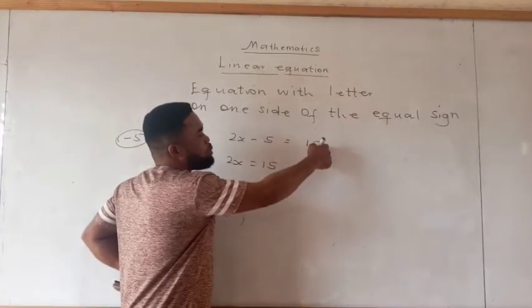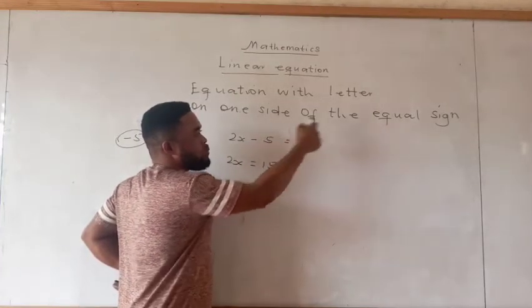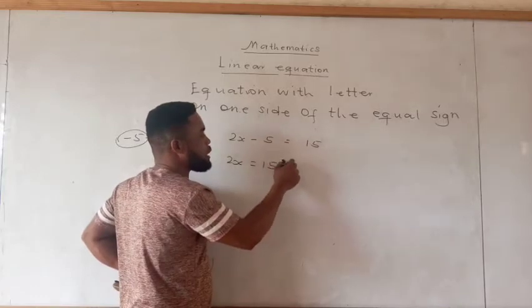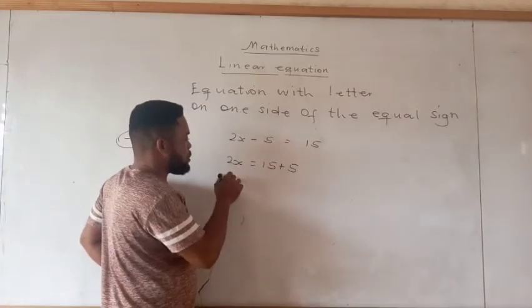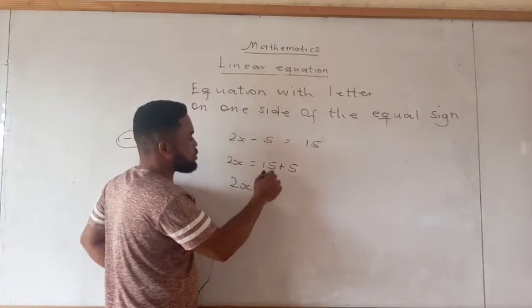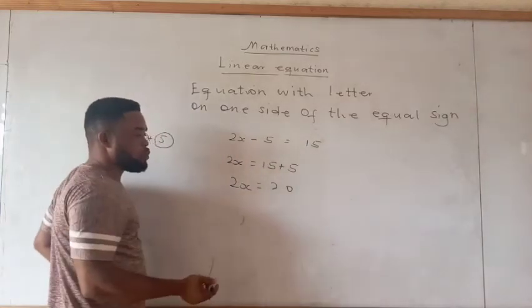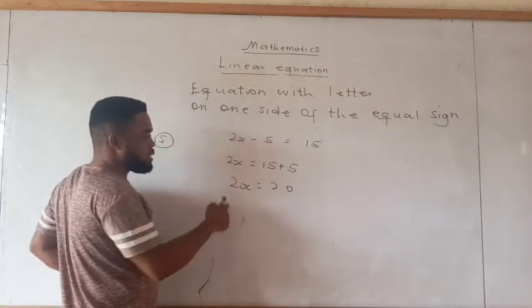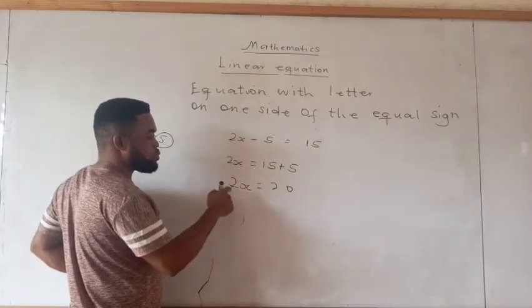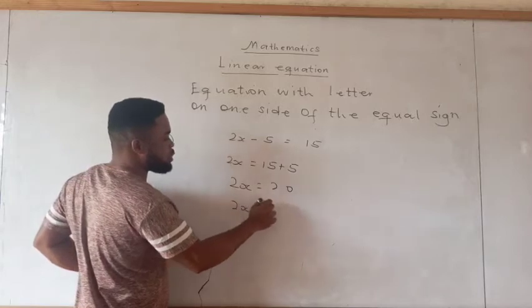Then we perform another operation here. We add here, plus what? Plus 5. So we are going to have 2x equal to what? 15 plus 5 is what? 20. Now what do we do? We continue and divide by the coefficient, which is the 2. So we have 2x here equal to 20.